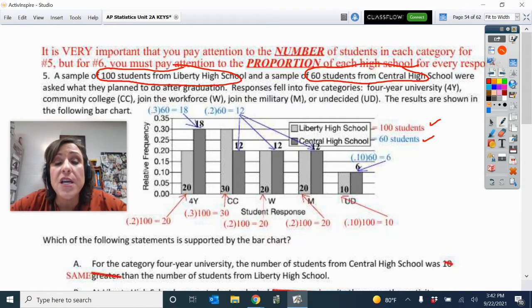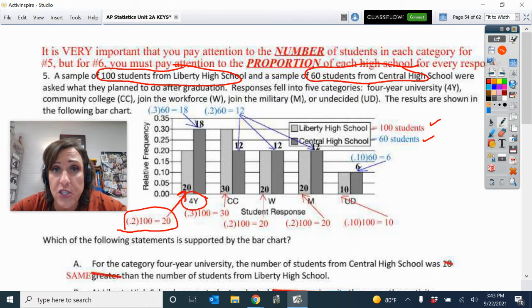All right. So because we know the total, I went in and computed the number of students in each bar. And that's in black in my picture here. So for example, 20% of 100 is why there are 20 students from Liberty High School that went to a four-year university from the Liberty High School sample. Okay, 18 students from the Central High School sample went to four-year university.